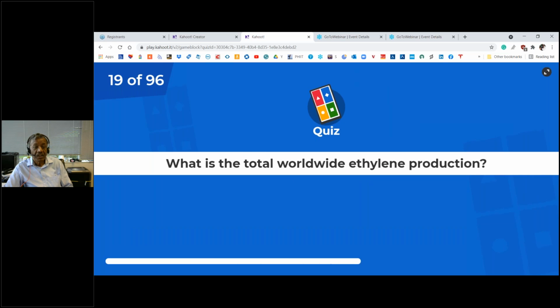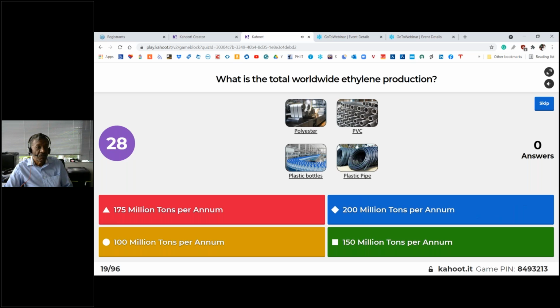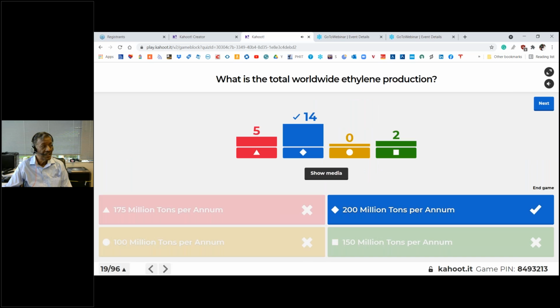Well, here is a question for you. What is the total worldwide, how much ethylene is produced every year? Ethylene is used in a large variety of downstream sectors such as production of polyethylene, ethylene oxide, polyester, PVC, EDC, ethylbenzene. So, well, most of you got it right. It is almost touching 200 million tons per annum.